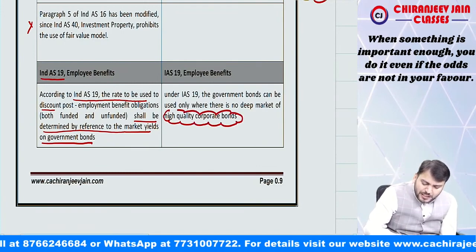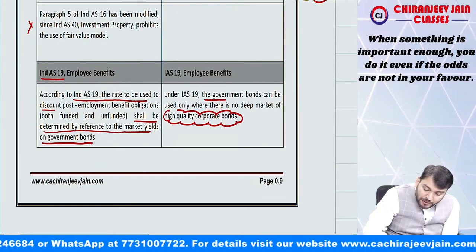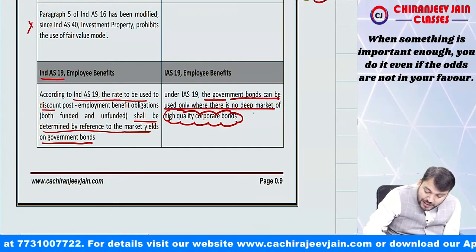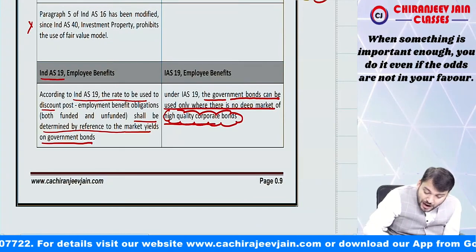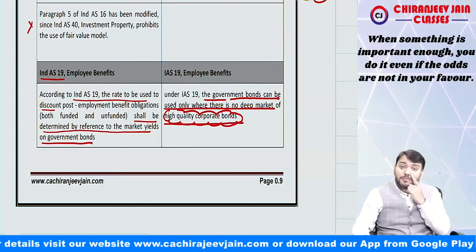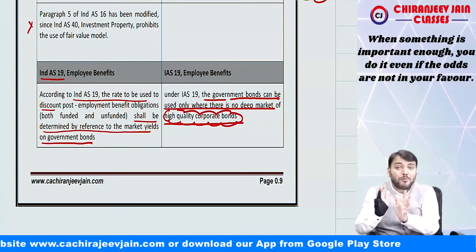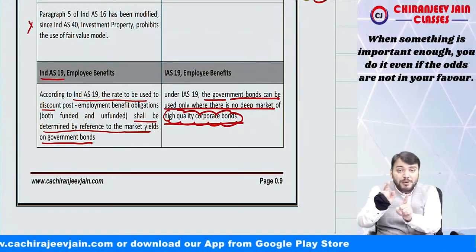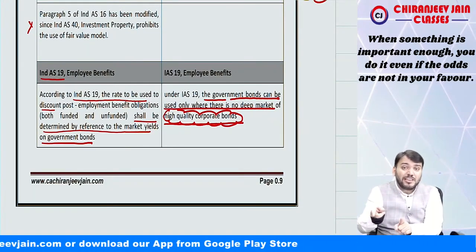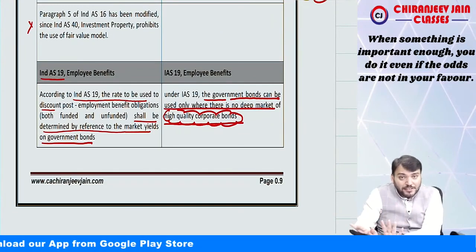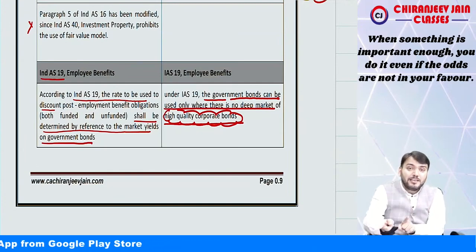So one option has been given under IAS 19. Government bonds can be used only when there is no deep market of high quality corporate bonds. Means if a deep market of high quality corporate bonds exists, then the discount rate will be based on the yield rate of high quality corporate bonds. If that market does not exist, then only we can take the market yield of government bonds.